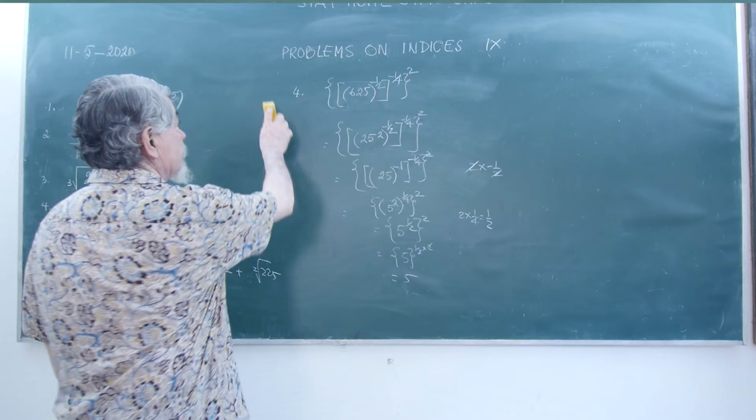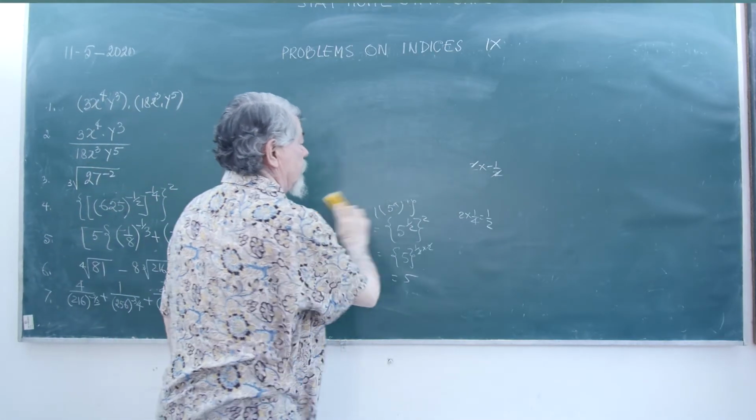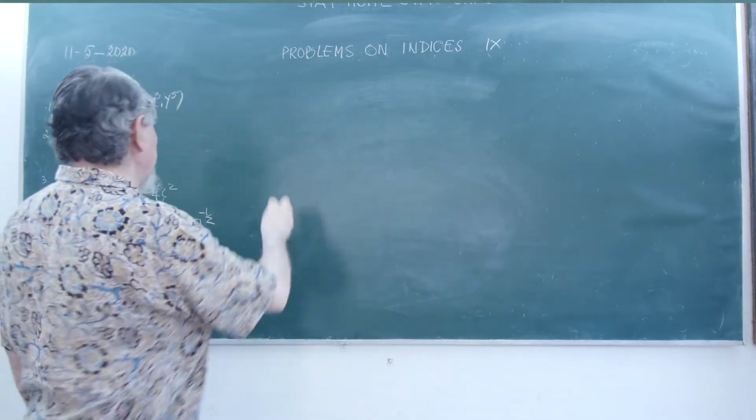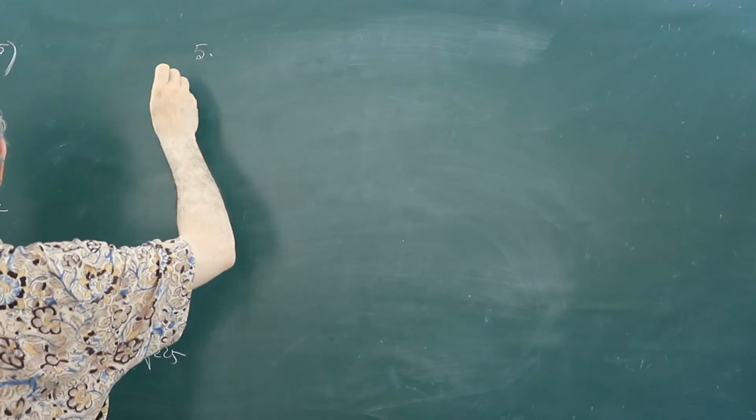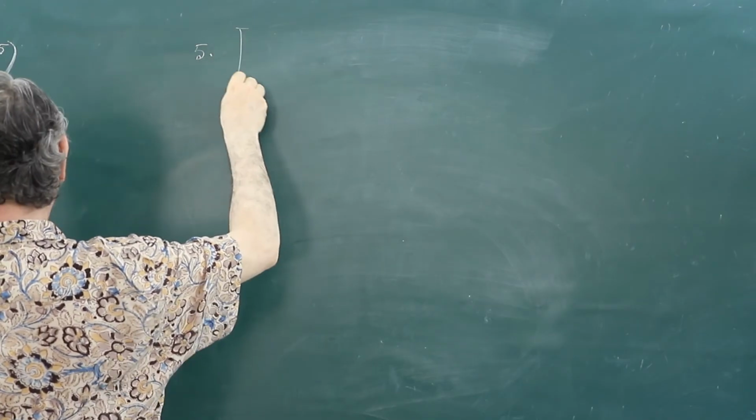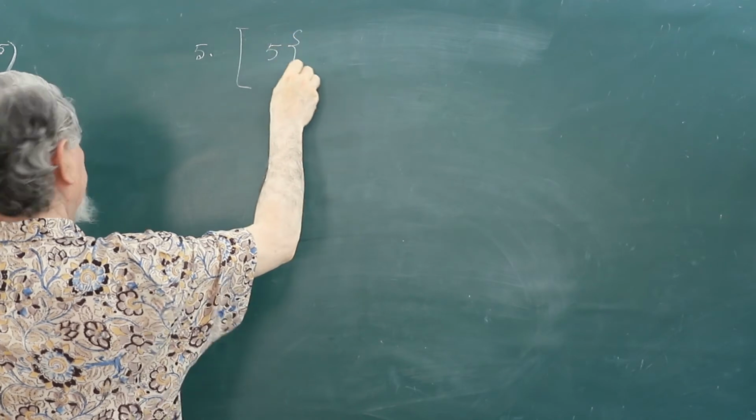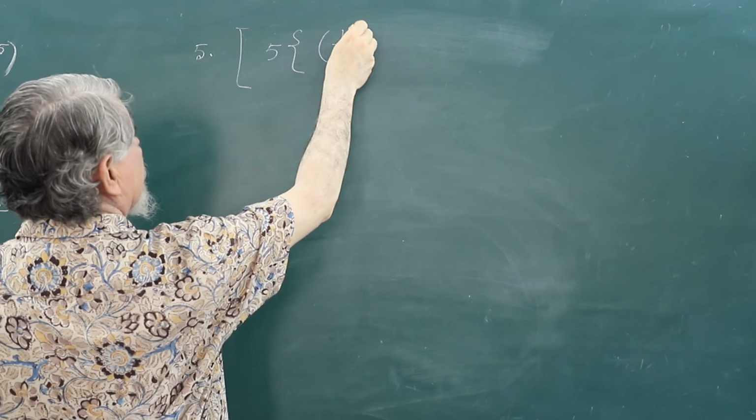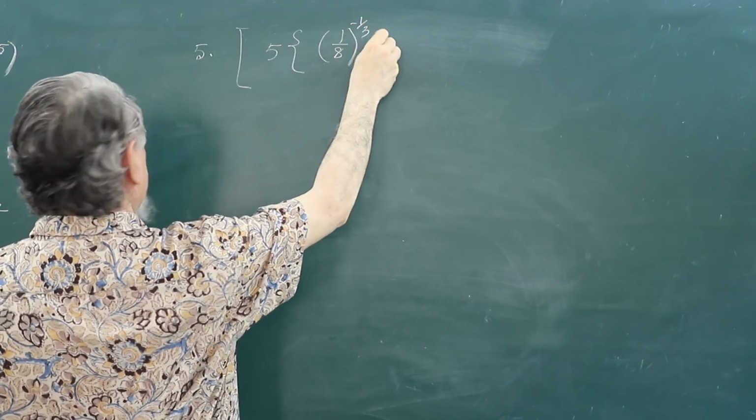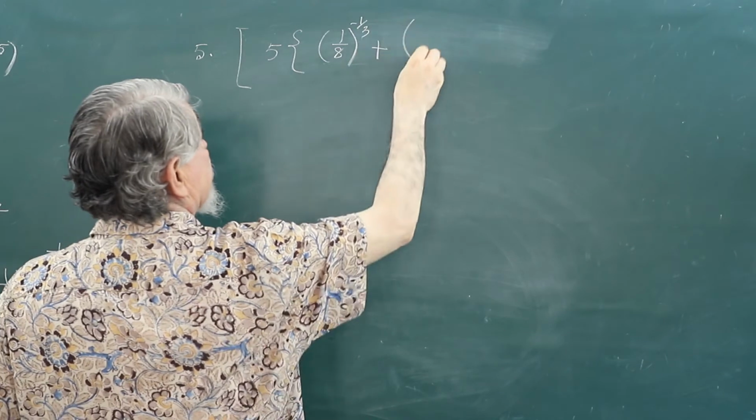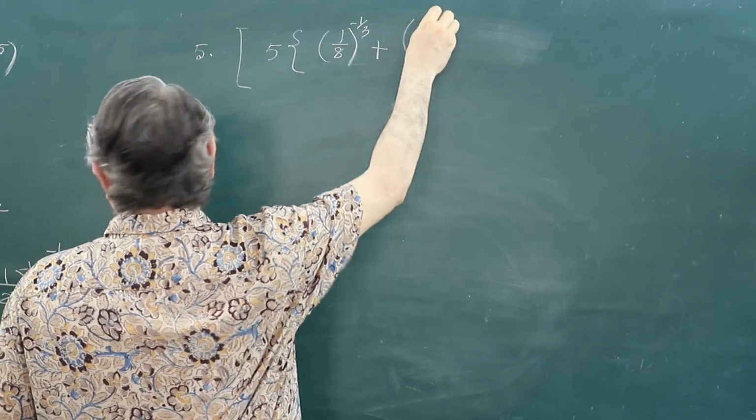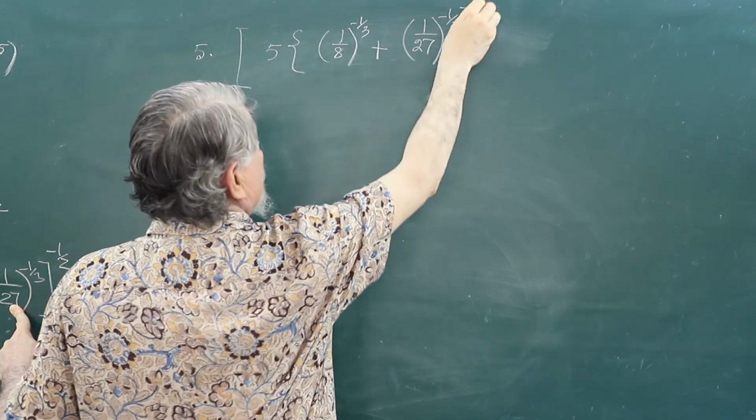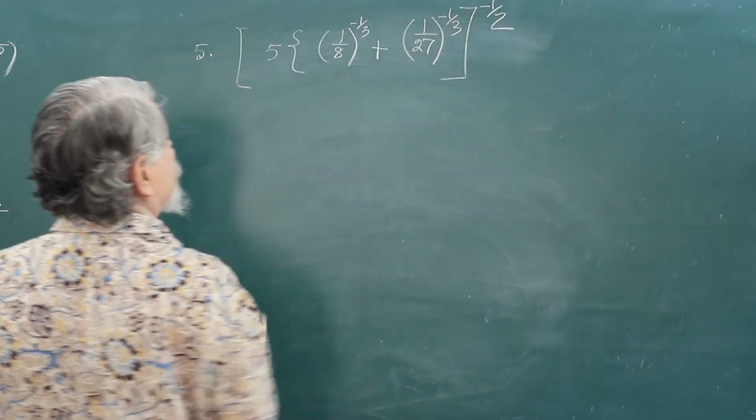Now let us see question number 5 after this. Question number 5 is 5 in the bracket, I have 1 upon 8 to the power minus 1 upon 3 plus 1 upon 27 to the power minus 1 upon 3, all to the power minus 1 upon 2.